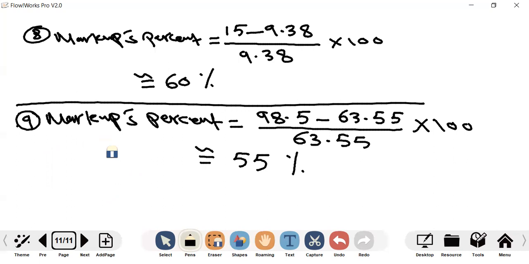The selling price is the new one. The 63 is the wholesale cost. The wholesale cost is the original. The new is the selling price. So new minus original over original, as we did in the percent of increase, remember? Then multiply by 100 to make it percent. To make a decimal a percent, you multiply it by 100.